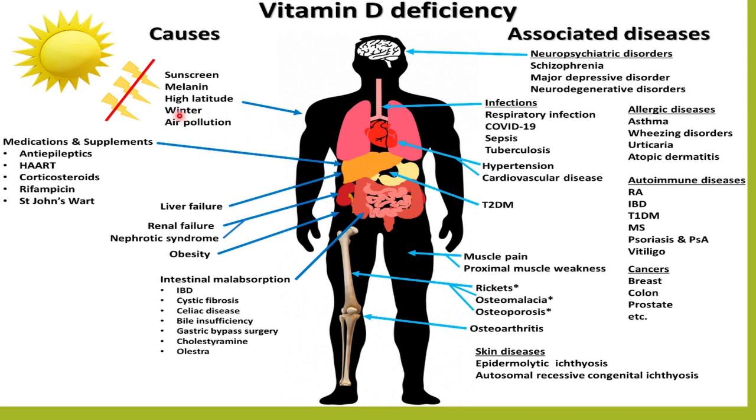So we studied that people who are living in high latitude, or because of less sun exposure, air pollution, dark skinned people, people on certain medications, could be anti-epileptics, steroids, certain HIV medicines or anti-TB medicines, if there is a liver failure, if there is a kidney disease, chronic kidney disease, nephrotic syndrome, if the person is obese, or if there is any issue with the intestine, or if there is a malabsorption, etc., that can all lead to vitamin D deficiency.